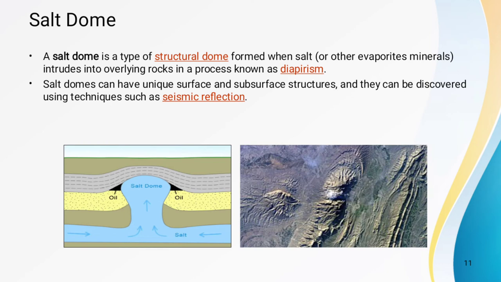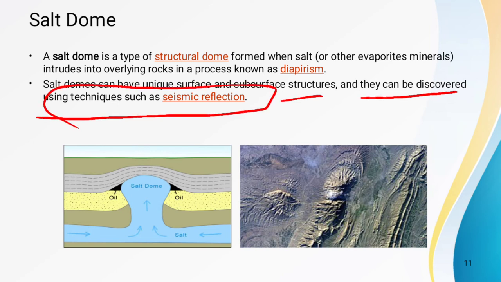A dome is a type of structural dome. As the word depicts, that is the dome. It's formed when salt or other evaporated material, not only salt, intrudes the overlying rock by the process of diapirism and comes above. Salt domes have a unique surface and subsurface structure and can be discovered by the technique of seismic reflection.